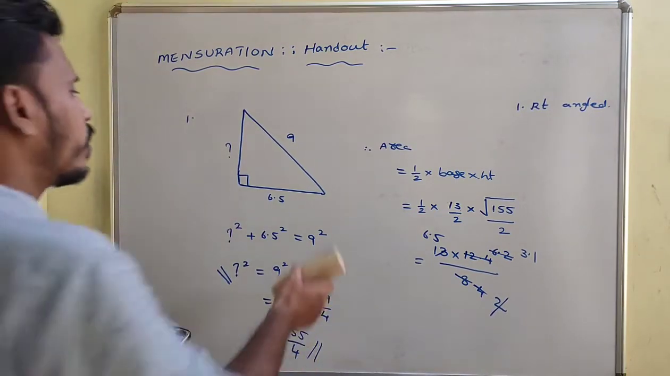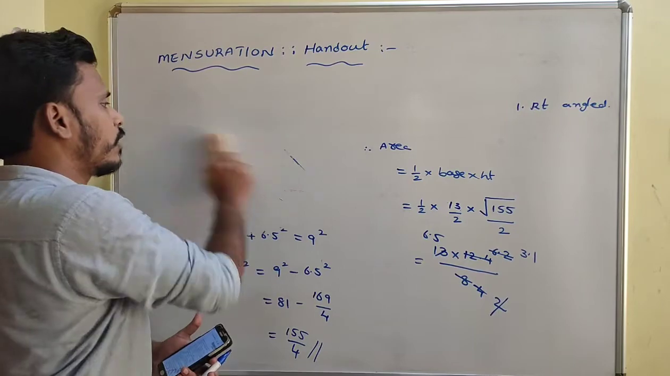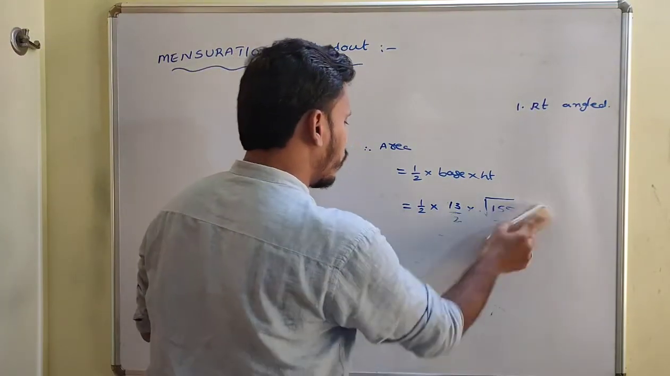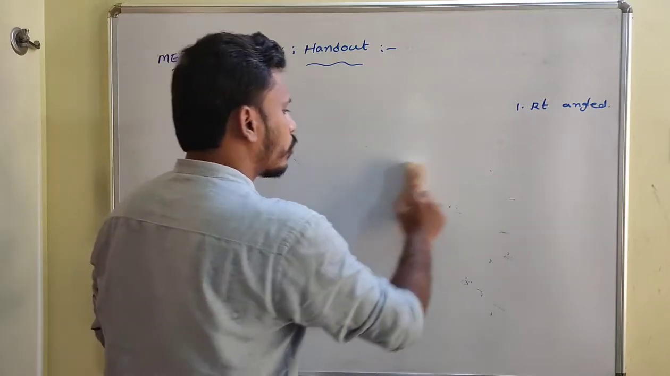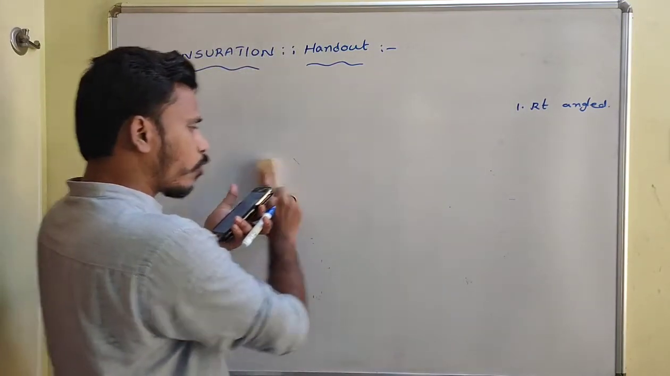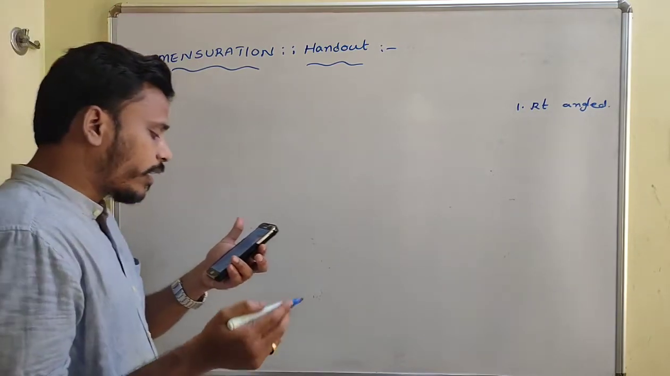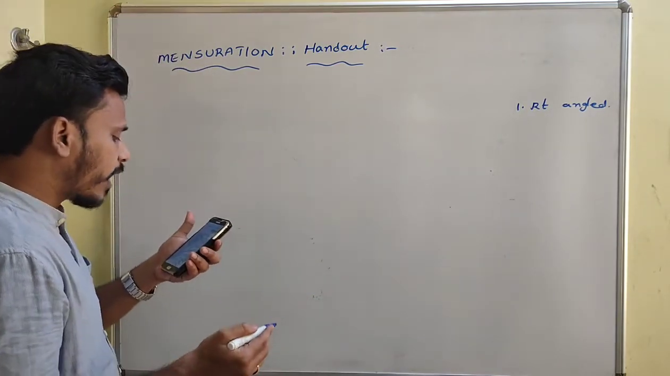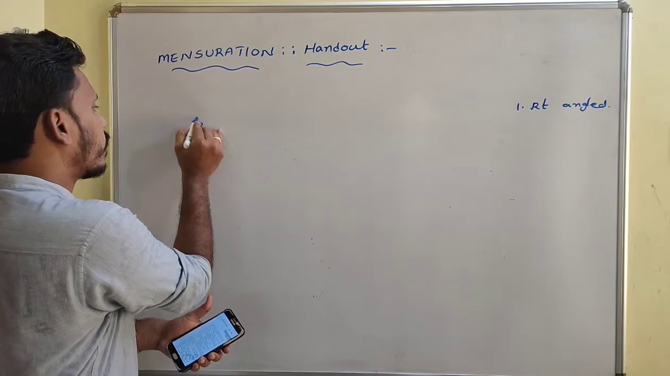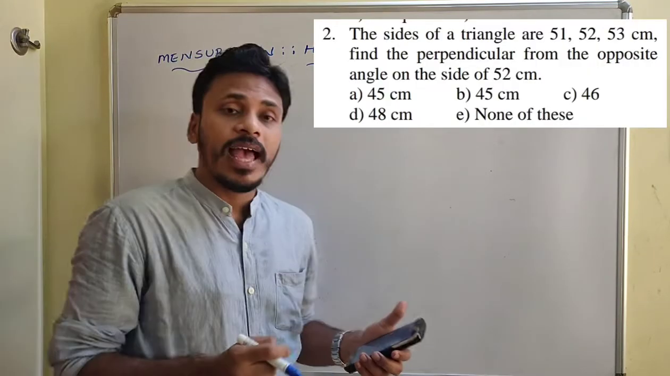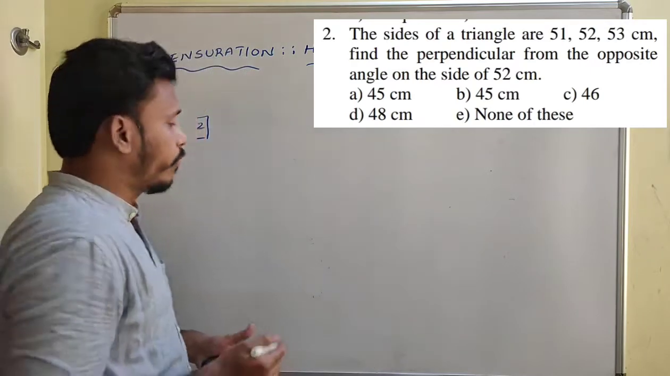Then just look at the second problem of the handout, which is that the sides of the triangle are given as 51, 52, 53. We need to find the perpendicular from the opposite angle on the side 52 centimeters. Sides of the triangle are given as 51, 52 and 53.